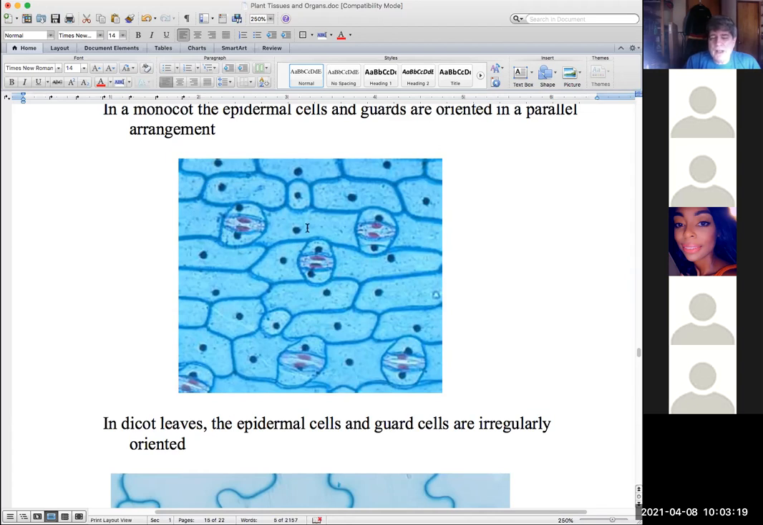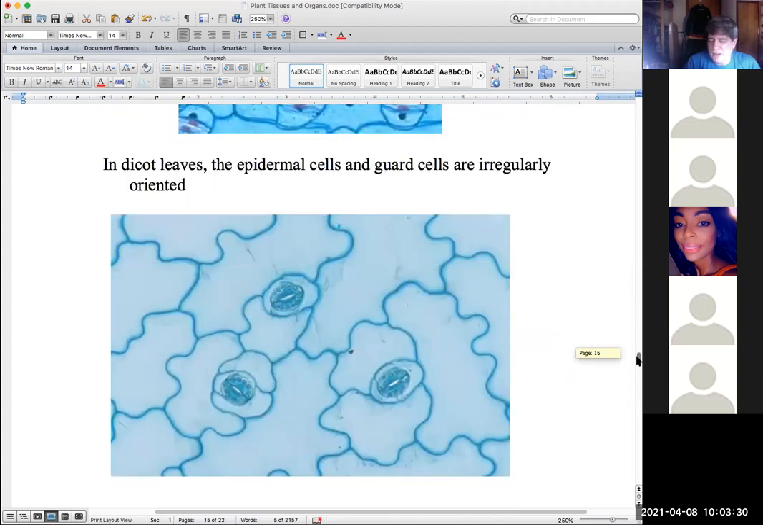Now, one way that we can tell that this is a monocot is that if we look at all the pairs of guard cells and we look at the epidermal cells, they're basically parallel, like those veins that we would see in a leaf.